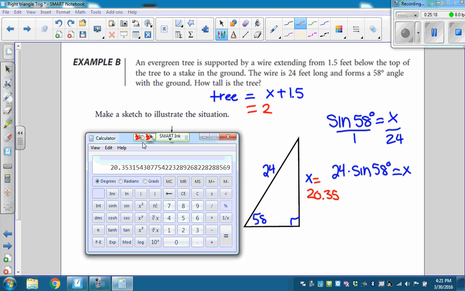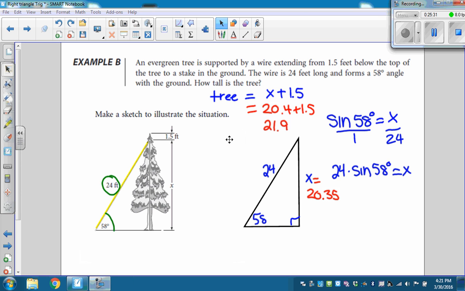So the tree height is 20, and I'm going to round to one decimal place, 20.4 plus 1.5, so 21.9, and then the units were in feet. So the height is about 22 feet. And I'm just rounding because there were no rounding directions. That's the basic.